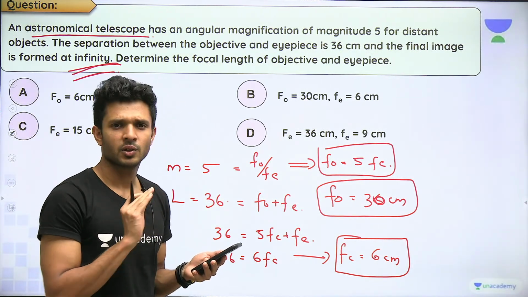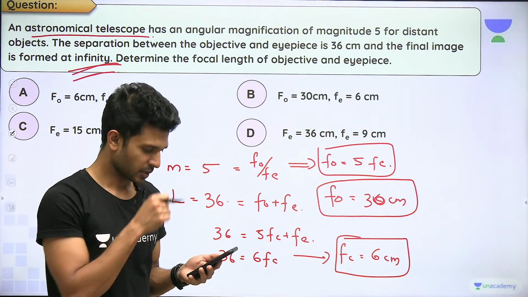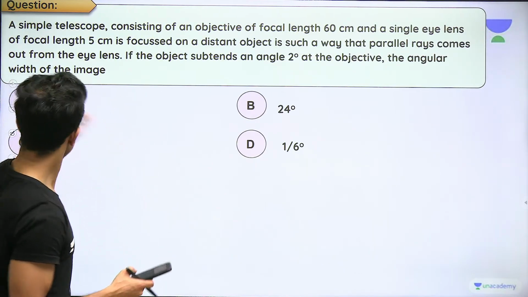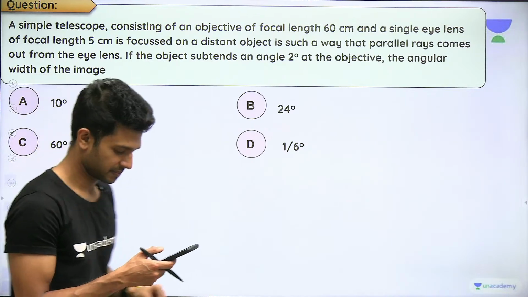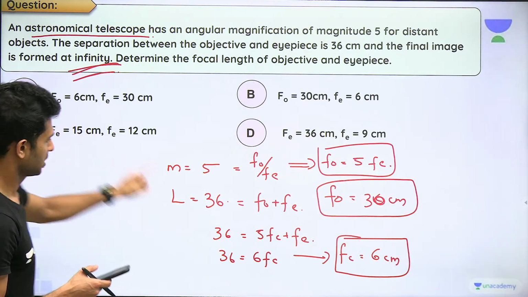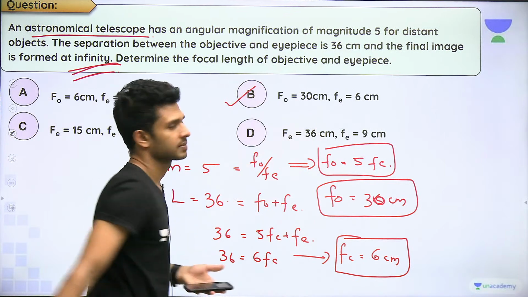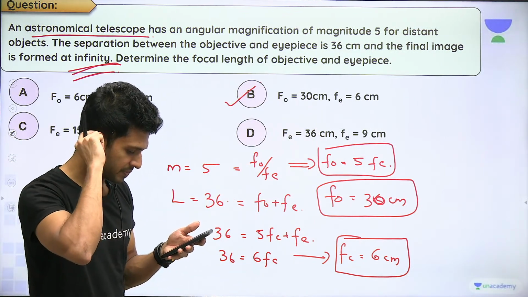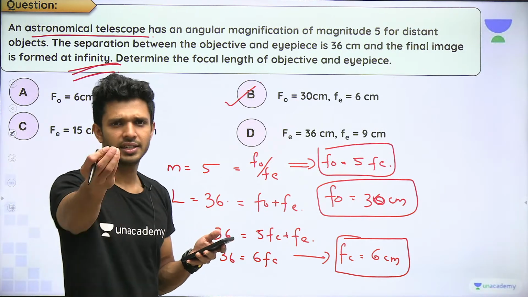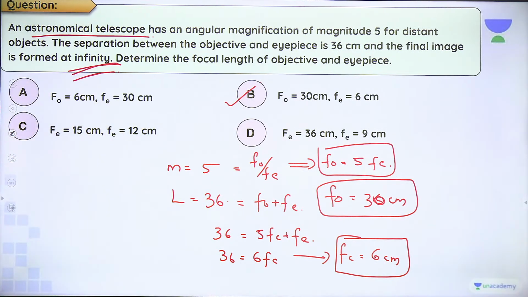Everyone? Without any issues? Tell me, if you have any doubts, do let me know. Okay, next question. Shall we do this question? Option B. Was it option B? I forgot which option it was. f0 is 30, fe is 6. Yes, it is option B. Option B. Very good. Sir, I'm feeling sleepy. Okay, 10 more minutes last. Try to control your sleep for the next 10 minutes. Got it. Let's do the next question.